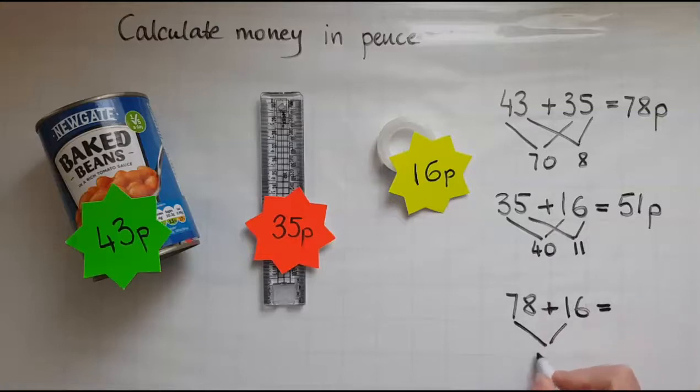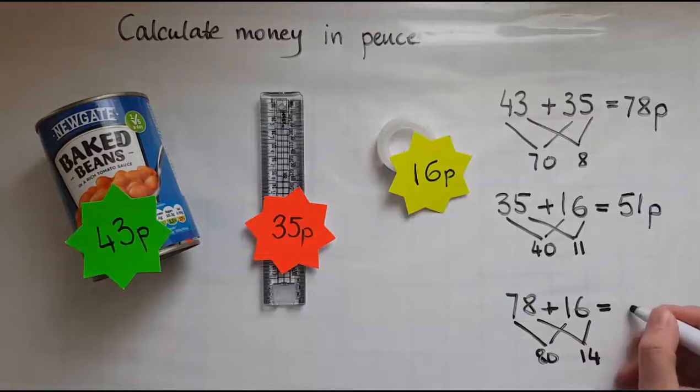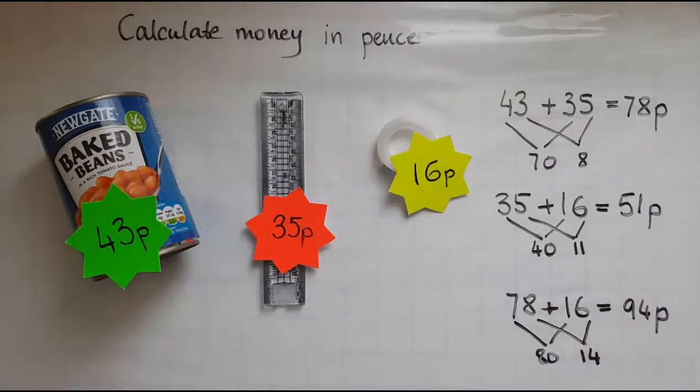70 and 10 is 80. 8 and 6 is 14. So 80 and 10, 90, and the 4, 94. So that is 94 pence all together.